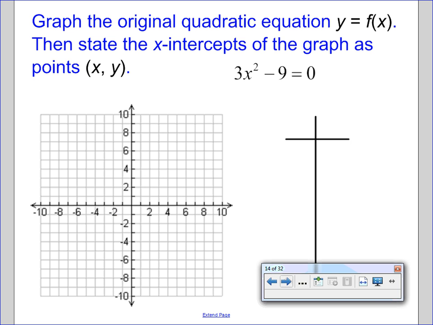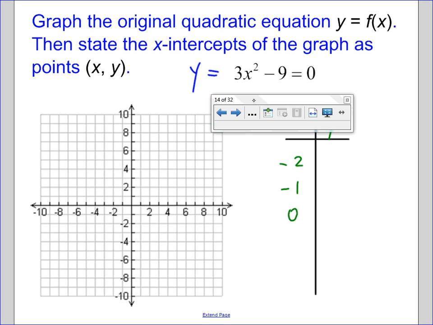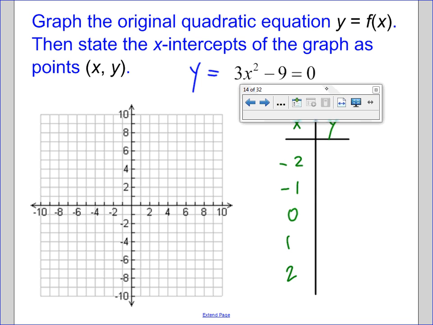Let's go ahead and now make a graph of 3x squared minus 9 equals y, a function rule, where I can create a picture by choosing some x values, evaluating them, and seeing what y coordinate, what output they're paired with. So let's consider negative 2, negative 1, 0, 1, 2, and evaluate my function rule.